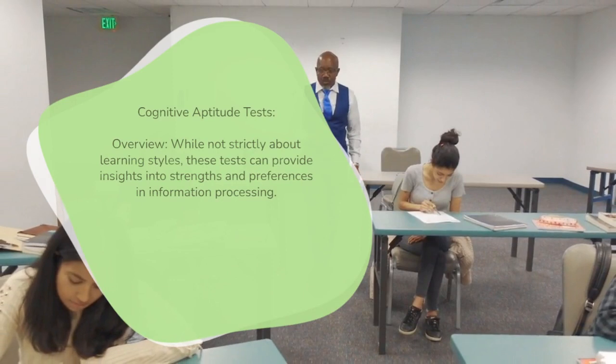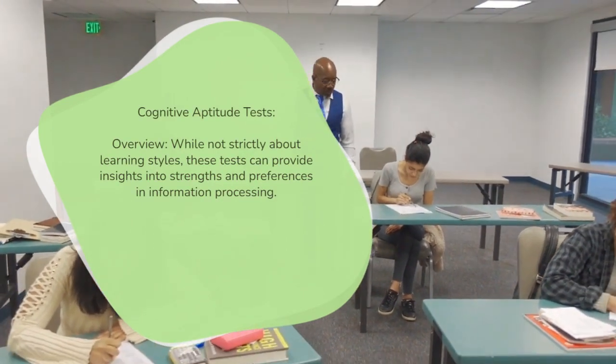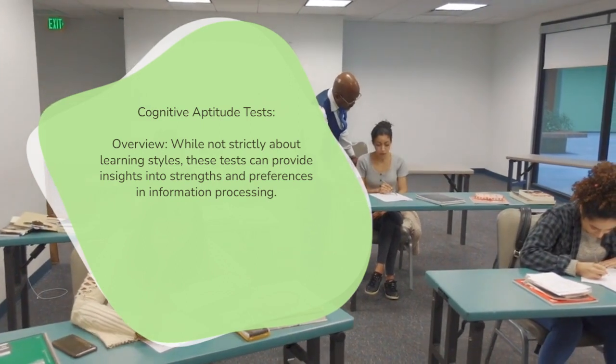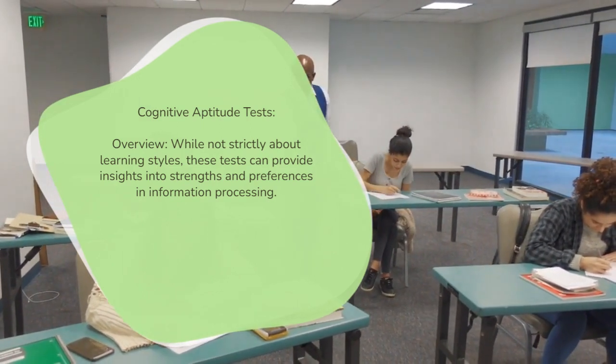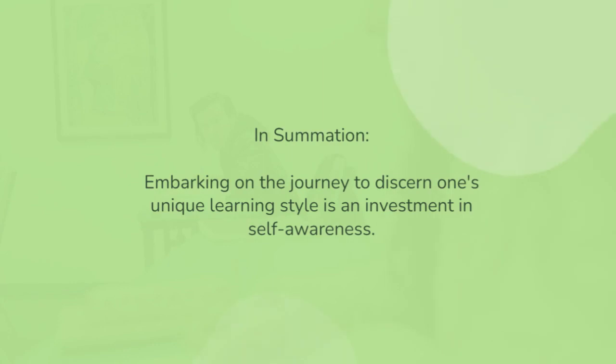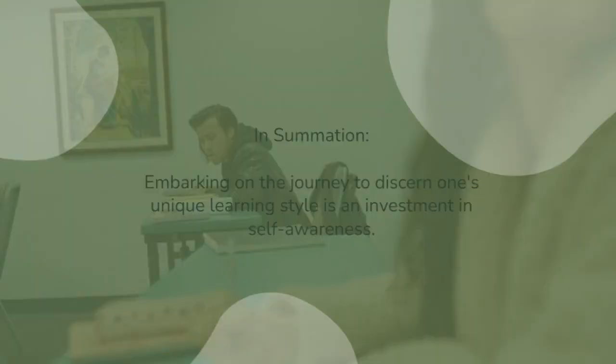Cognitive aptitude tests. Overview: while not strictly about learning styles, these tests can provide insights into strengths and preferences in information processing. Notable tools: tools like the Multiple Intelligences Assessment shed light on dominant cognitive strengths, which can hint at preferred learning styles. In summation, embarking on the journey to discern one's unique learning style is an investment in self-awareness.